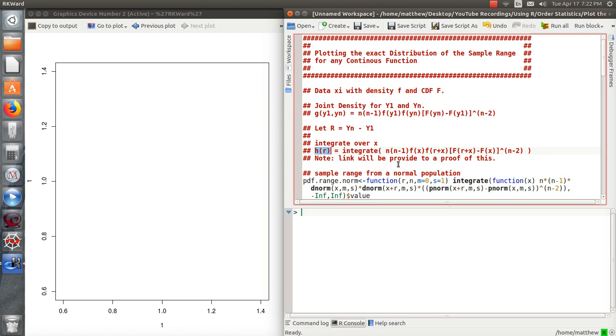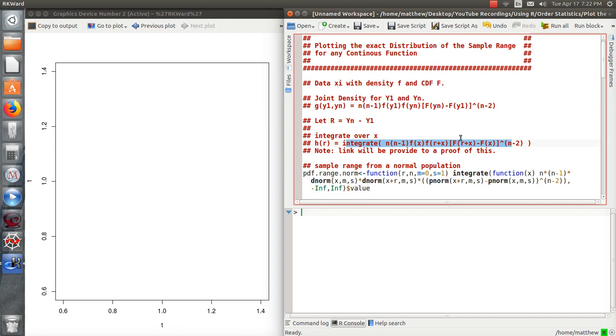And I'll provide a link to this proof. It's very straightforward that this indeed is the density function for the sample range for any continuous distribution f. So with this, we create a function. I'm going to do it for the normal population first. So we create a function where R is our variable, N is our sample size, M is the mean, S is the standard deviation, and we're going to integrate a function.